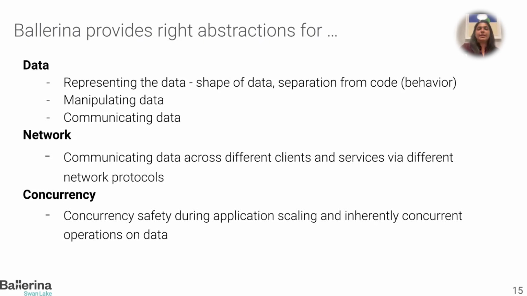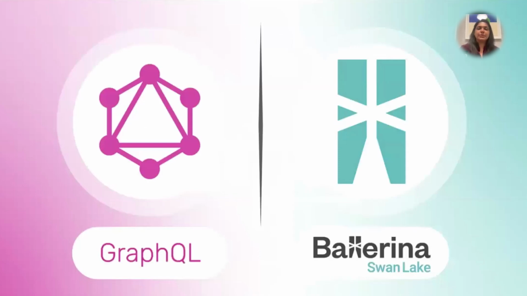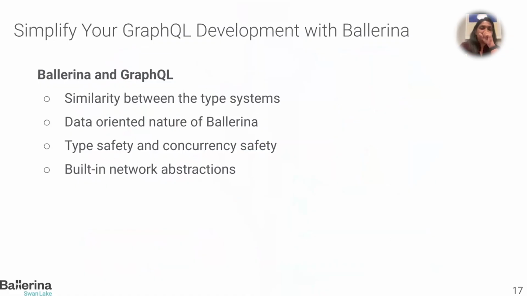And Ballerina provides concurrency related advanced operations or advanced warnings so that developers can save time in the production issue debugging. So today's session, let's discuss a little bit about GraphQL and Ballerina, how they are going together, what sort of capabilities we have around it. So when talking about that, GraphQL, Ballerina can simplify your GraphQL development efforts. It has many similarities and it goes hand in hand in many areas.